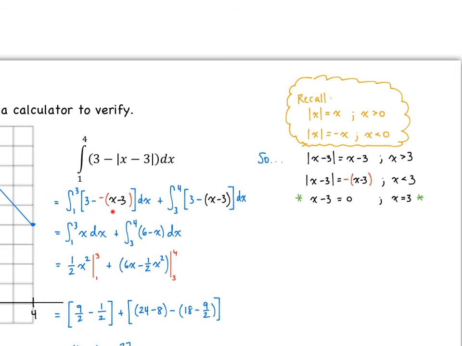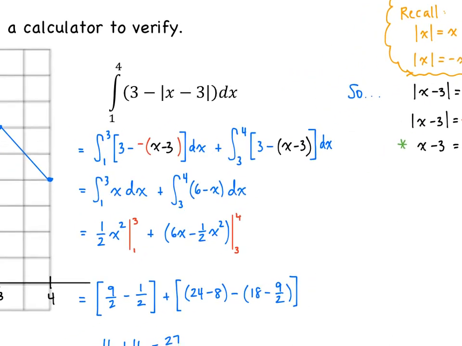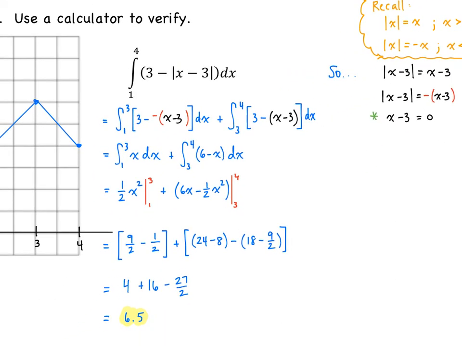And when we clean up this first integral, we're left with just the integral from 1 to 3 of x. And when we clean this integral up, we're left with the integral from 3 to 4 of 6 minus x. Now we can go ahead and find the antiderivatives, okay? And we're going to make sure that we evaluate each of those pieces on the correct interval. Notice this one is from 1 to 3, and this is from 3 to 4. So as we go through and we're plugging in those x values, verify that this is what you're getting, and in the end, you should get your ultimate answer to be 6.5.